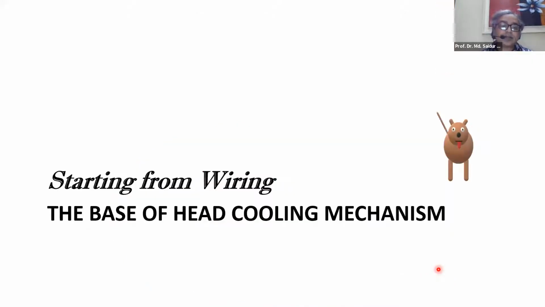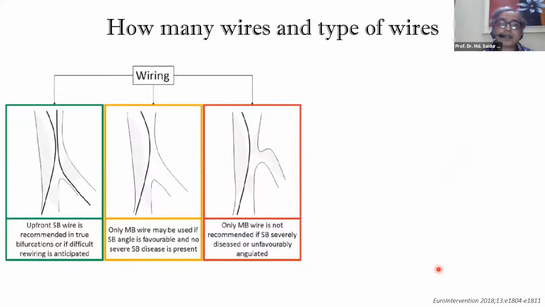And these are starting from wiring. It's like the base of the whole mechanism. Here, in case of bifurcation, how many wires and what type of wires we need to take. Like if you see here, upfront SB wire is recommended in true bifurcations, or if difficult rewiring is anticipated. Only MB wire may be used when the SB angle is favorable and no severe side branch disease is present. Only MB wire is not at all recommended if the SB takeoff is very, very difficult. In that case, it's better to go for two wires.